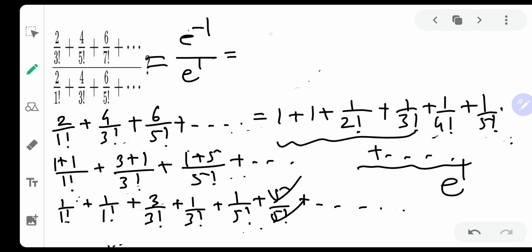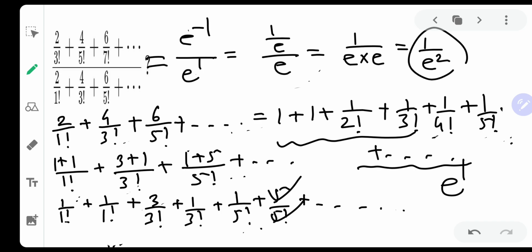Okay, so e raised to minus 1 can be written as 1 upon e and the denominator is e. So this will be written as 1 upon e into e, which will be equal to 1 upon e square. So the numerator and denominator, when solved, give us the answer 1 upon e square.